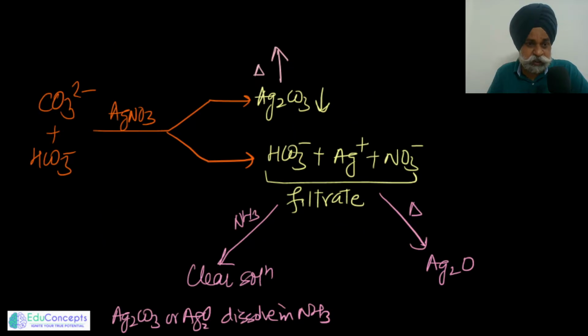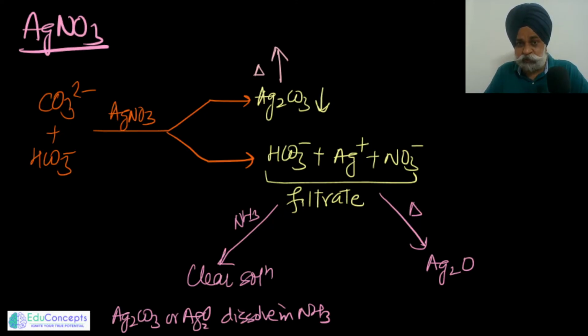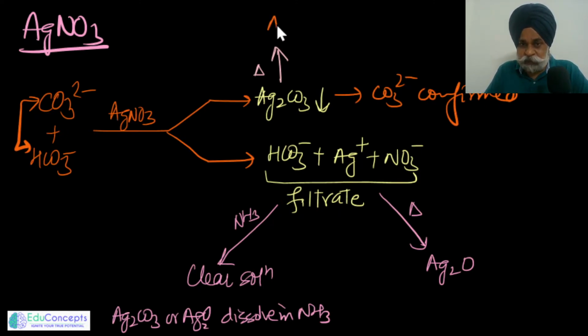Coming on to the next point, the phosphate ions. And one more thing: the silver nitrate test is quite an important one, and if you want to distinguish between these two, that can also be evident. If you add silver nitrate and get silver carbonate as a precipitate, carbonate is confirmed. And if you heat them, it will give you a white precipitate and evolution of carbon dioxide.